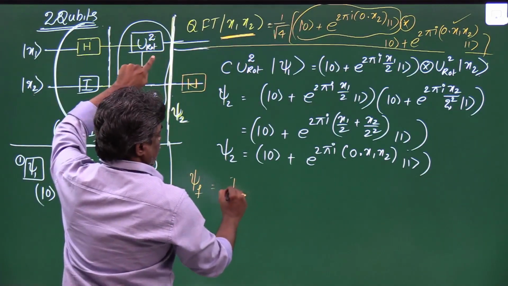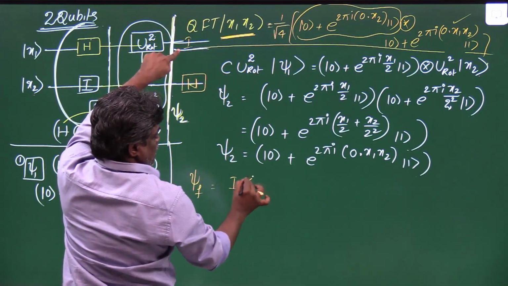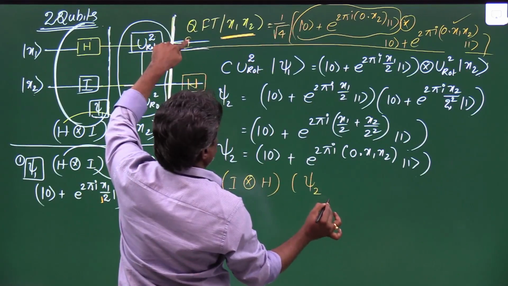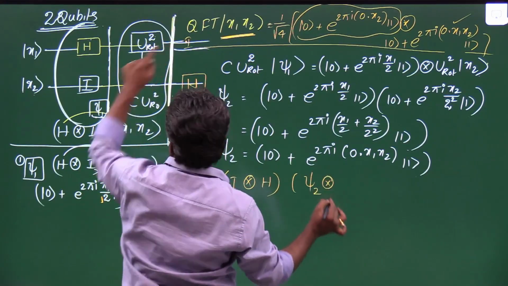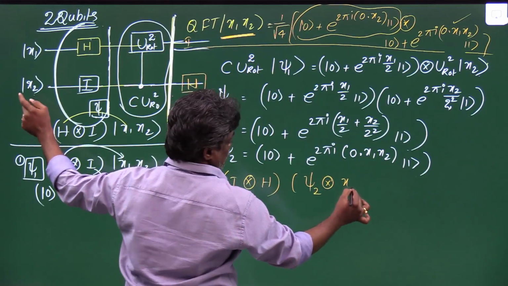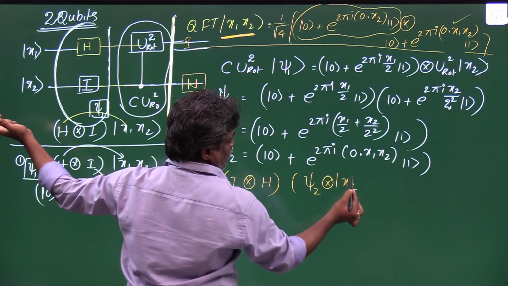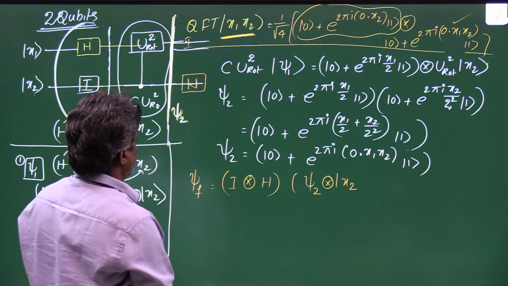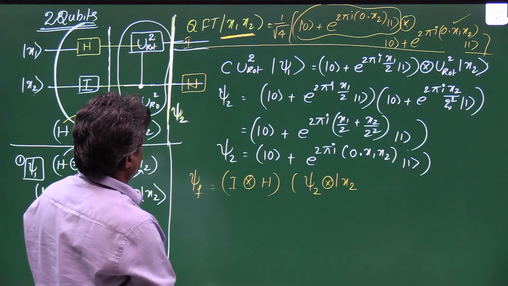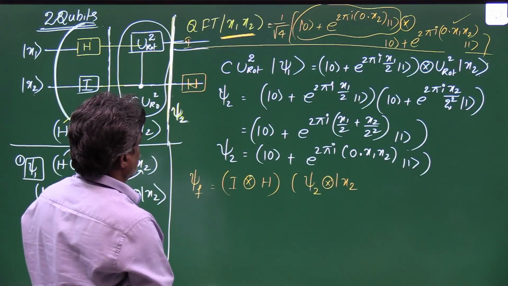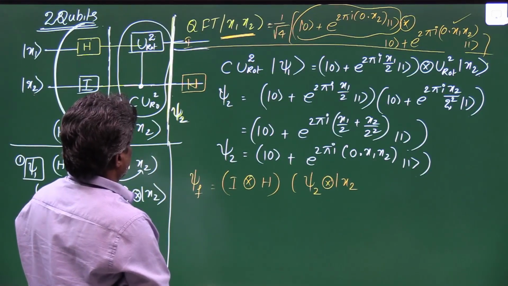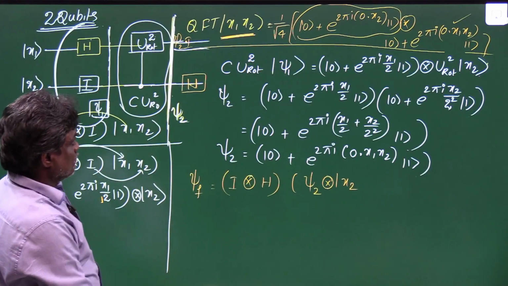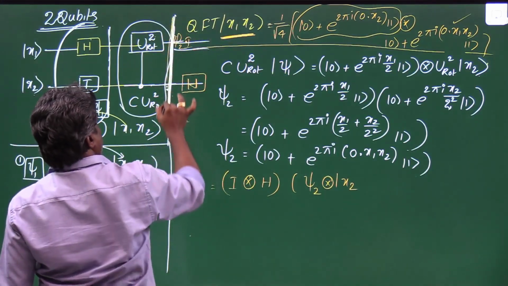You didn't understand? One minute. What is this? I tensor H operating on psi 2. This is psi 2, correct? Psi 2 tensor this last bit x2. Is it okay? No, sir. What you said is the identity you have taken on the top, and you are going to operate the Hadamard on the output of the psi. So you said identity tensor H. Sir, this psi 2 is here. You wrote it, okay. This one I have written.